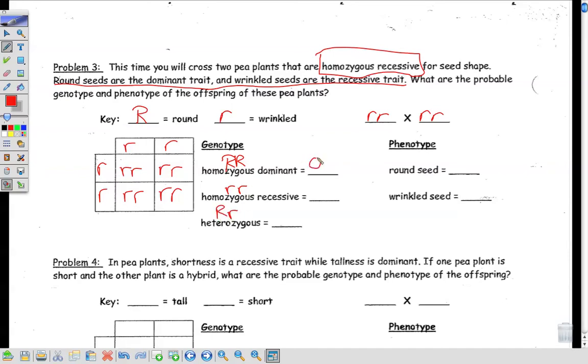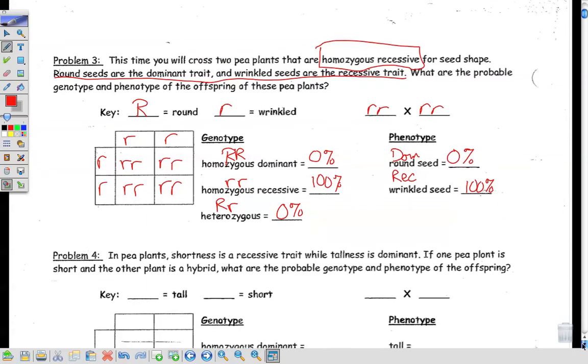Homozygous dominant, we look back at our Punnett square, there's none of them. Homozygous recessive, 100%. And heterozygous, none. So round seeds, round is the dominant, right? Wrinkled is the recessive. There are no dominant seeds as we can see, so this is going to be 0%. All the seeds are going to be wrinkled.